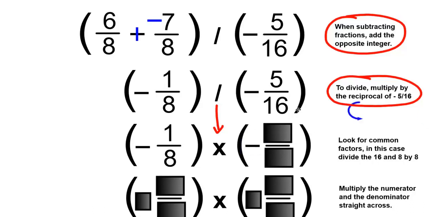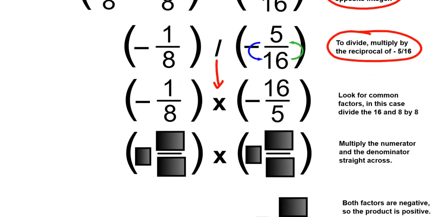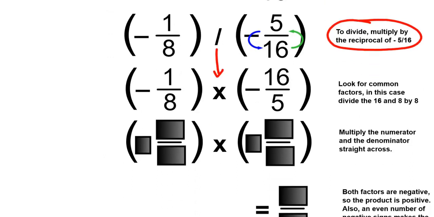And the reciprocal of 5 over 16 means we take the numerator and bring it down to the denominator, and the denominator and bring it up to the numerator. So we're going to multiply by negative 16 over 5. Next, we're going to look for common factors. In this case, we can divide the 16 and the 8 by 8.